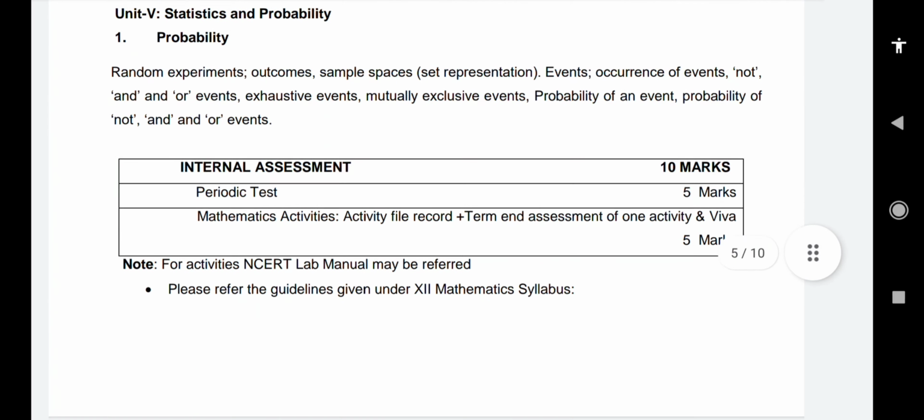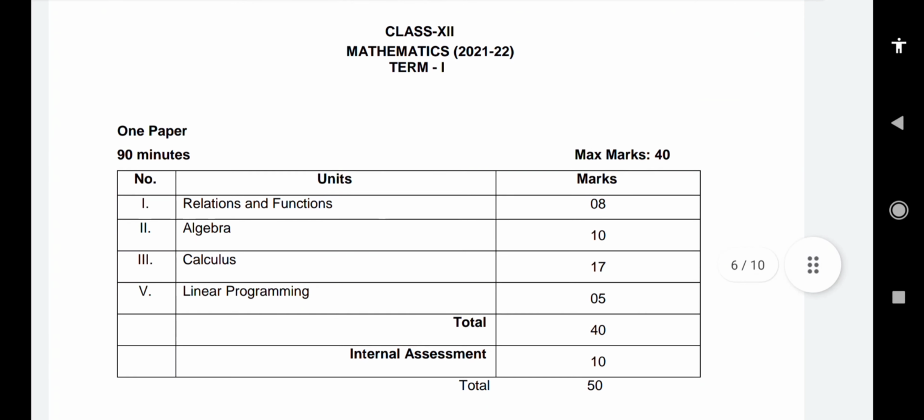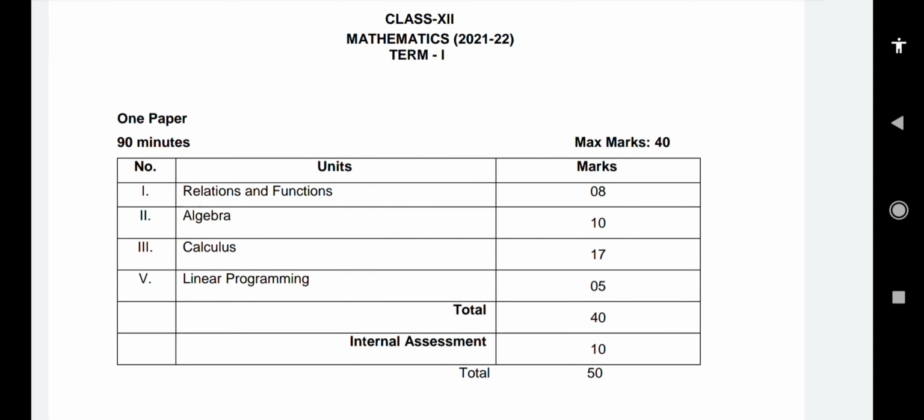Now let us go to the class 12 syllabus. In class 12 syllabus, in term 1 you have the first 5 chapters. This is also the objective examination: relations and functions, which is for 8 marks, algebra 10, calculus 17, and linear programming 5 marks, altogether 40, and internal assessments 10 marks. So together 50 marks. This is term 1 syllabus.